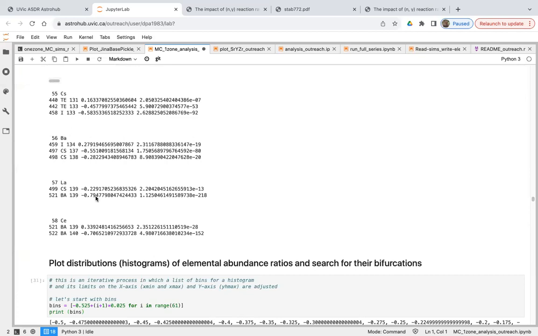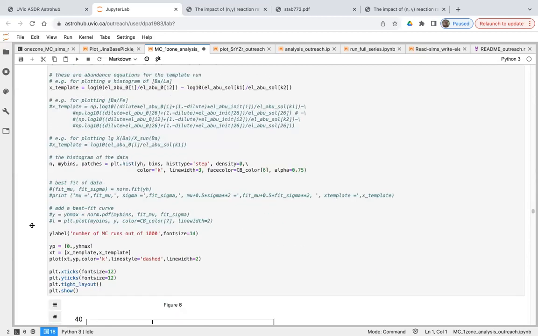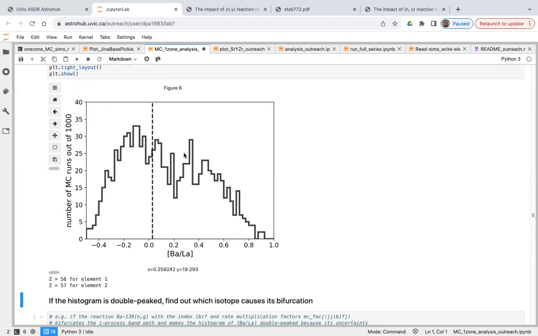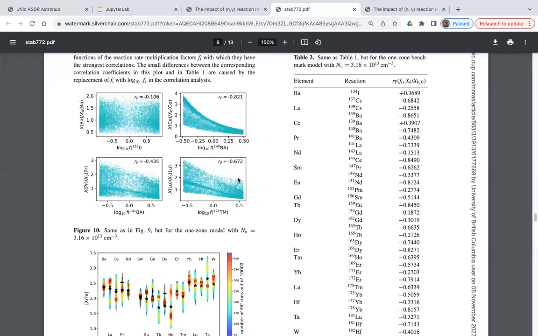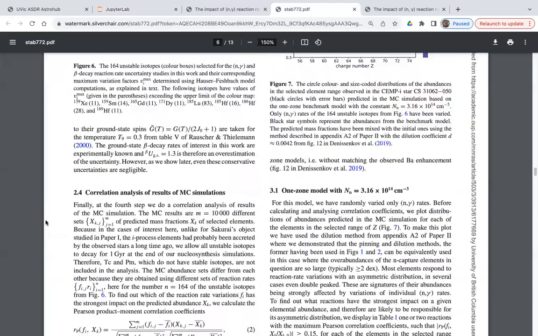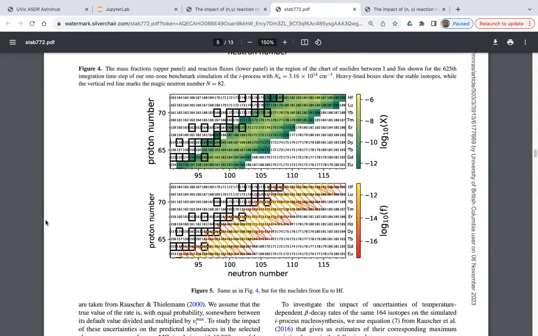Sometimes, especially when the correlation coefficient has a very large absolute magnitude, like in this case, 0.8, we expect that there will be a bifurcation of the histogram. Here we see the so-called double peaked distribution. This is the first peak and this is the second peak. This is why we call it bifurcation, because this means that the uncertainty of, in this case, the reaction of barium-139 and gamma bifurcates the i process path into different directions at some point.